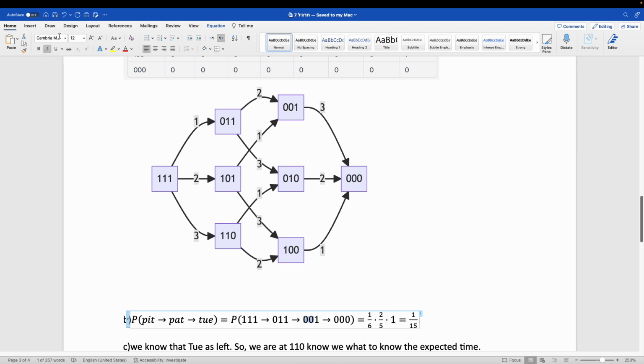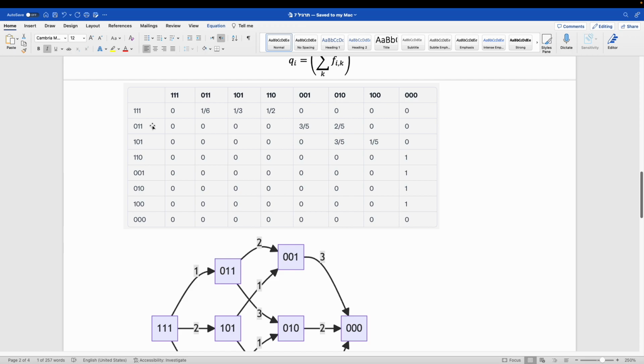So how did we say we calculate this? We can look also at the transition matrix, but we can look at the following thing. We go from 1, 1, 1 to 0, 1, 1, which is the probability of 1 divided by 6.